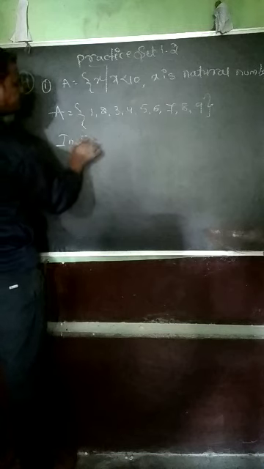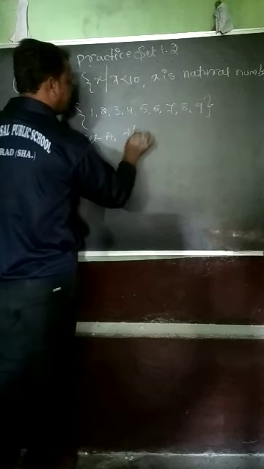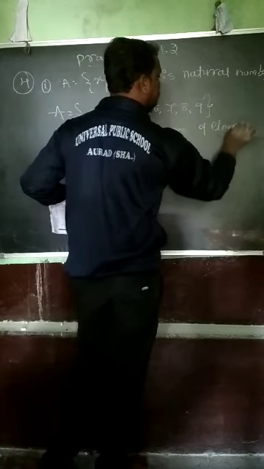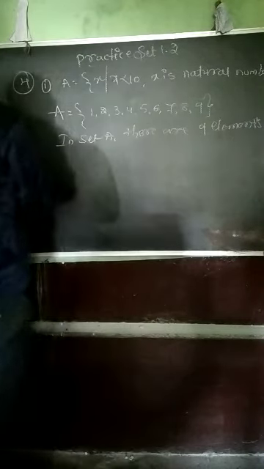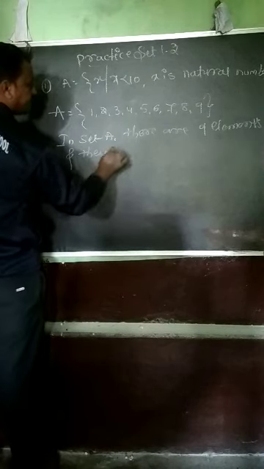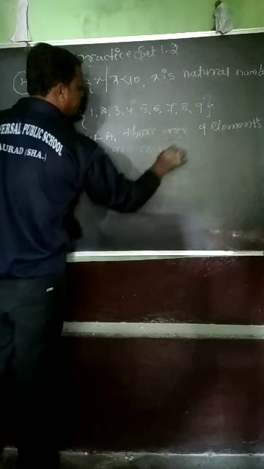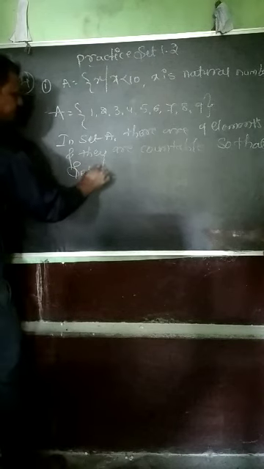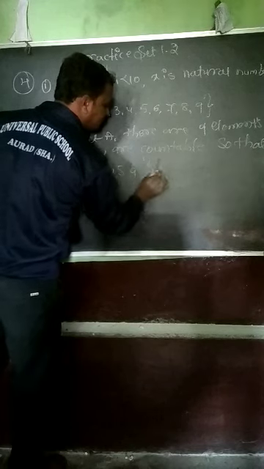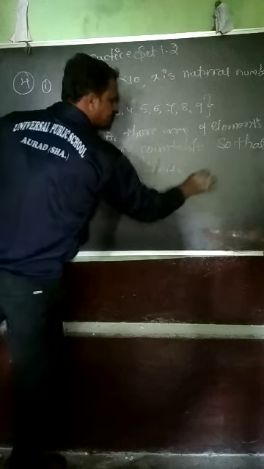In set A there are 9 elements, and they are countable, so that set A is a finite set, right?